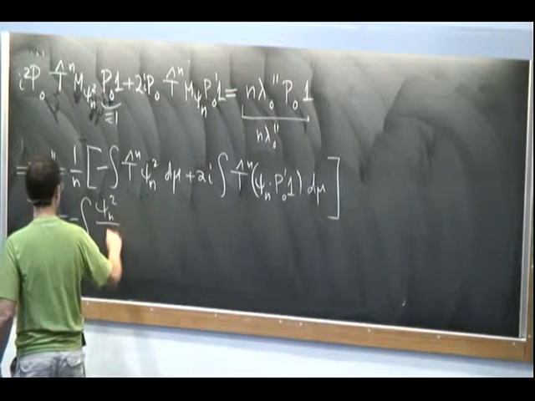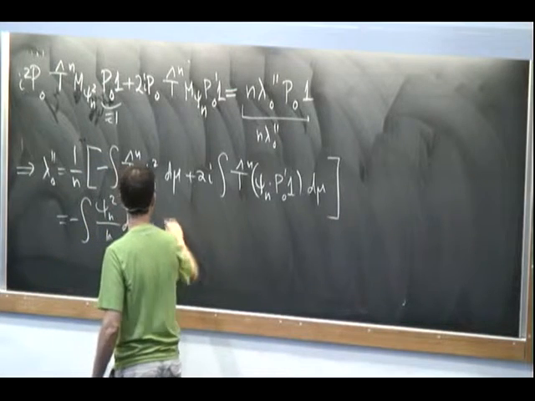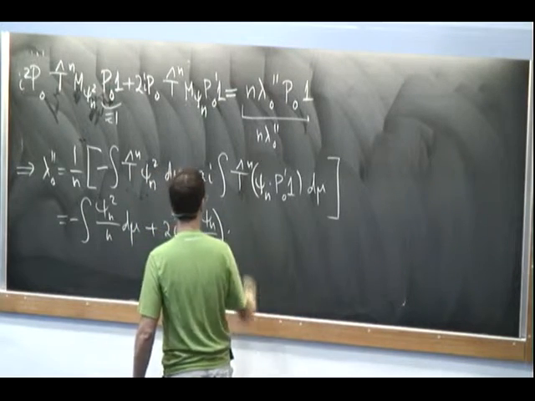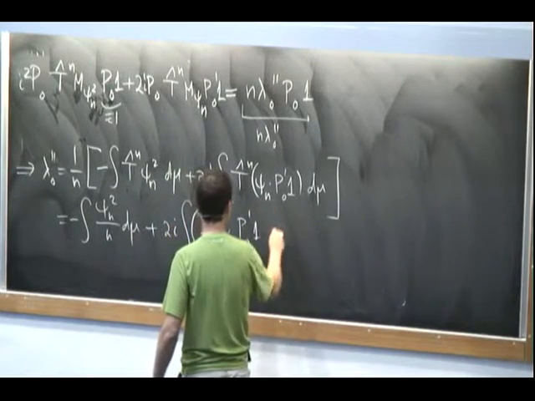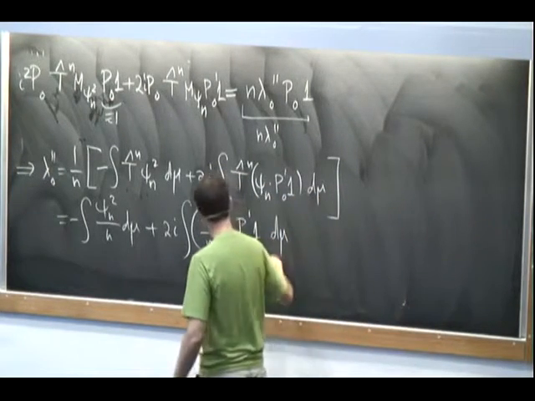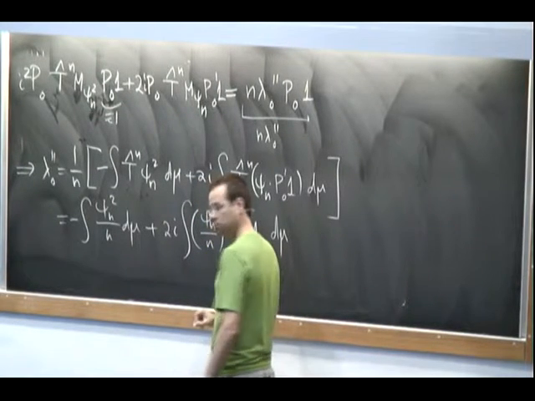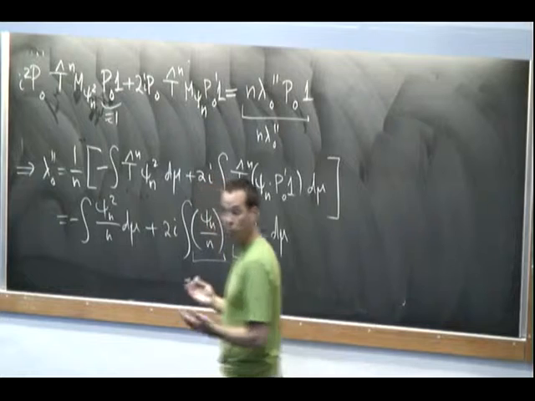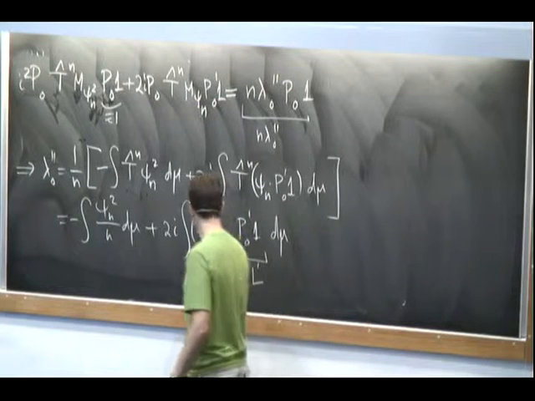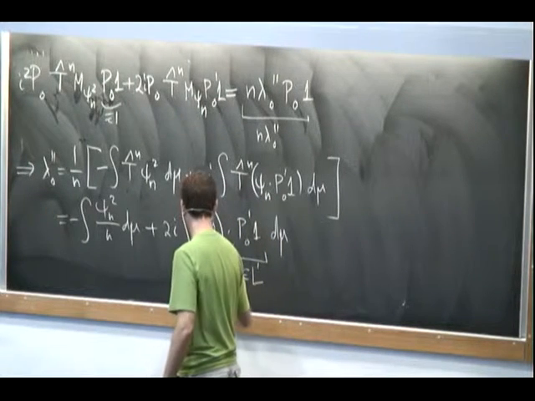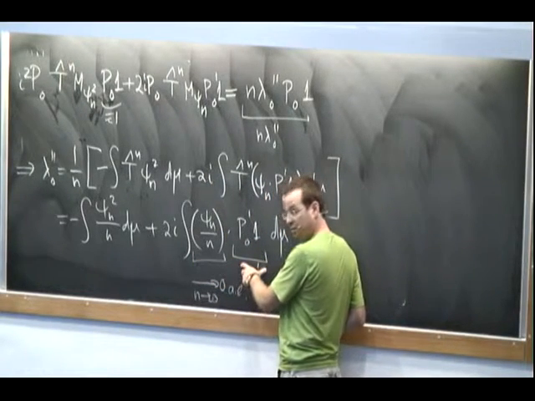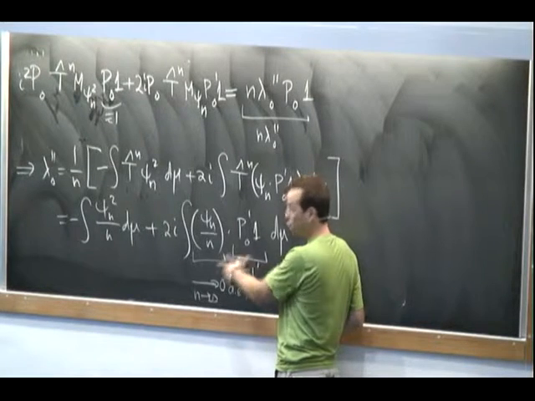psi n squared over n dmu, and here we have 2i times the integral of psi n over n times something, we don't know what it is, but it's a function in L. It's a bounded Lipschitz function. Now, this is in L1. This is bounded by the sup norm of psi, and it tends to 0 almost everywhere by the ergodic theorem. So because this is bounded, and this is in L1, by the dominated convergence theorem, this goes to 0.